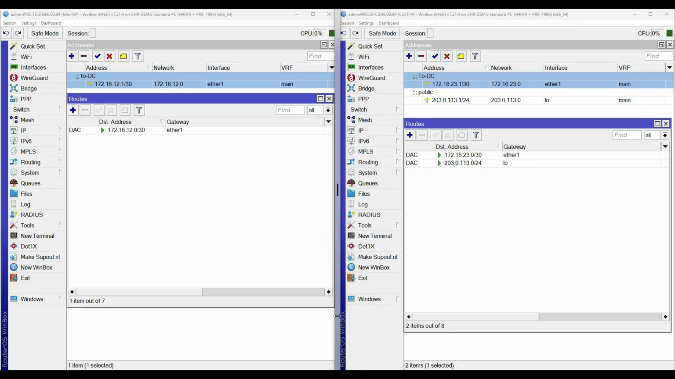Now that we understand what EBGP multihop and MD5 authentication are, let's move into Mikrotik RouterOS v7 and configure both features step by step.